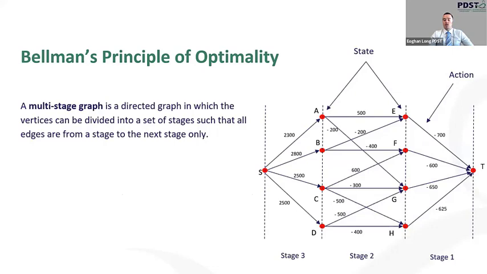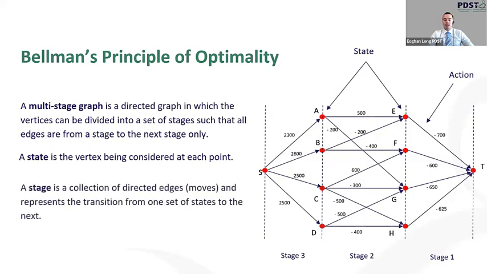Let's now take a look at the terminology involved. The specification says shortest paths as applied to multi-stage problems. A multi-stage graph is a directed graph in which all vertices or nodes can be divided into a set of stages such that all edges are directed from one stage to the next stage only. A state then is the vertex being considered at each point. This is the point where we make our decision regarding the optimal choice.